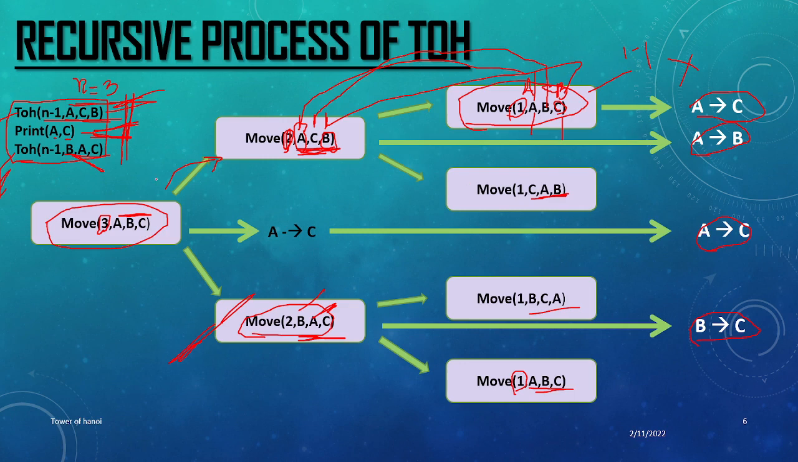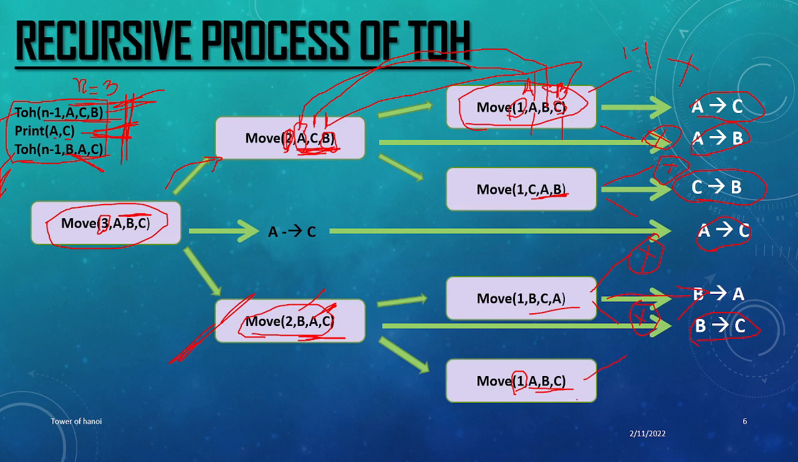And for this one, as n minus 1 equals 0, no action will be performed. For this one, the left recursive call and the right recursive call, no action will be performed. Only for the middle line, C to B will be printed. It is our next move. And for this and this, no action will be performed, as n minus 1 equals 0. Only the printed line will be printed. So here B to A will be printed.